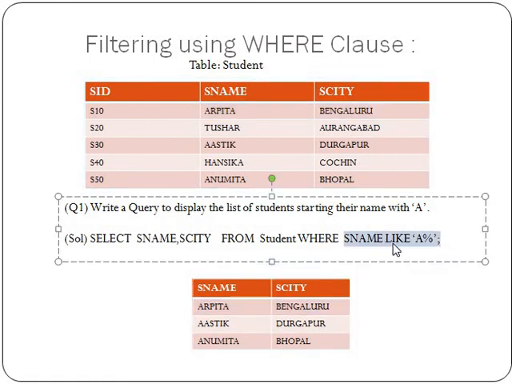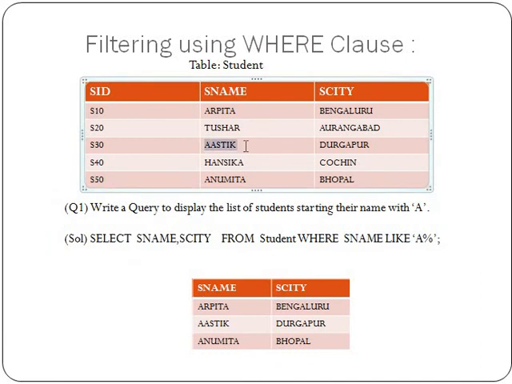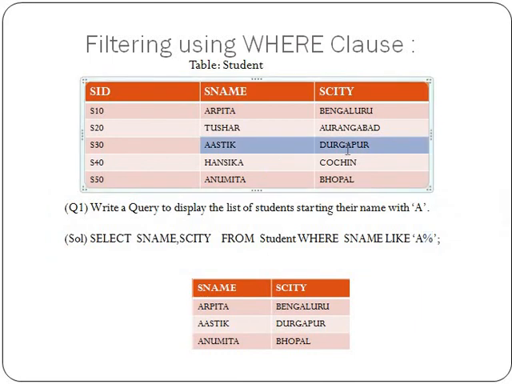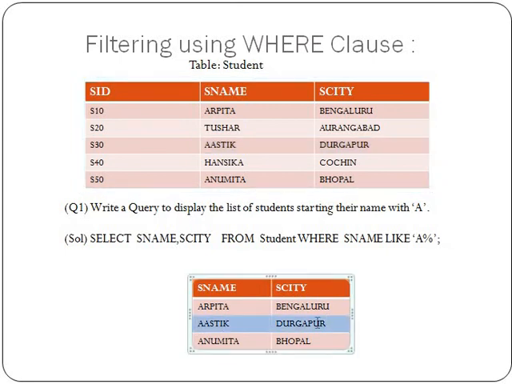Then again for SName, if it has to be like A percentage, we have the second entry as Astik. It begins with the letter A, which is the first letter, and STIK is denoted by percentage. And this puts Astik and Durgapur as the second entry in the output table.